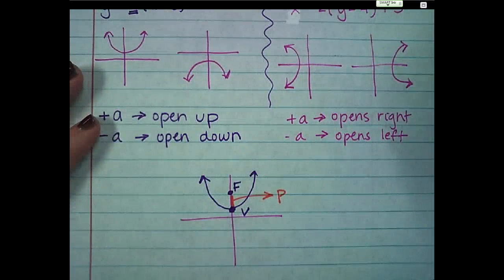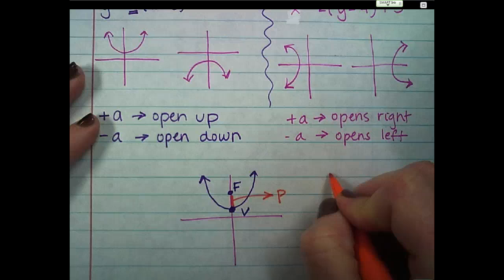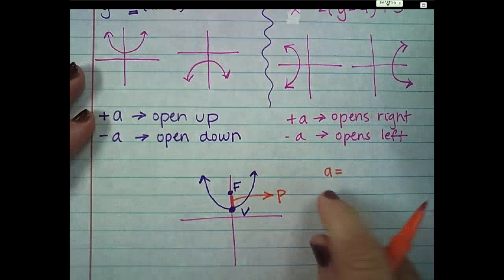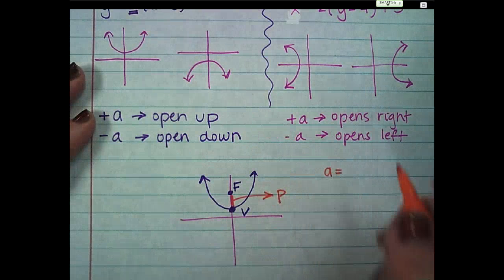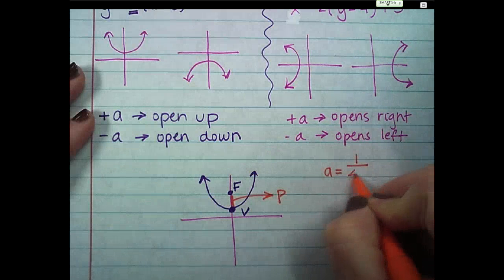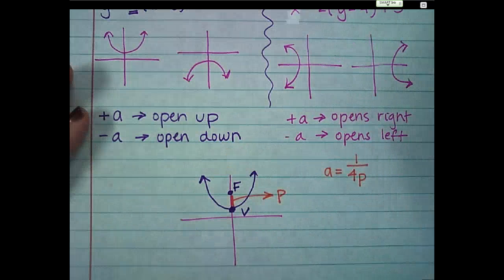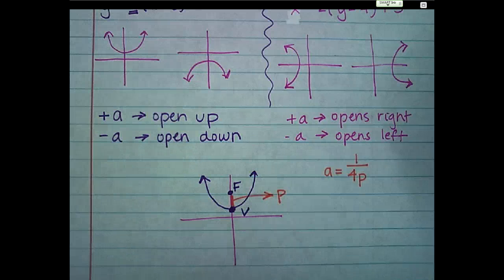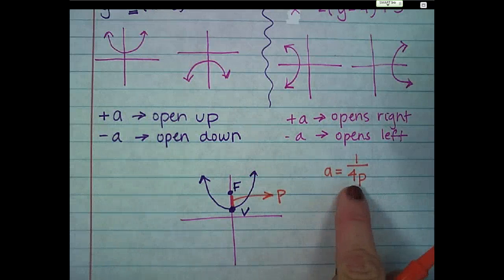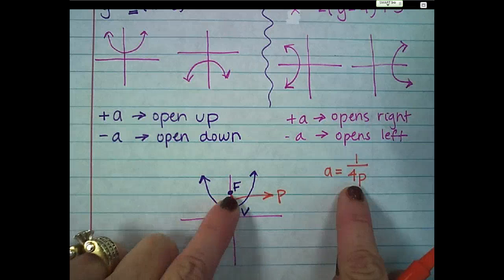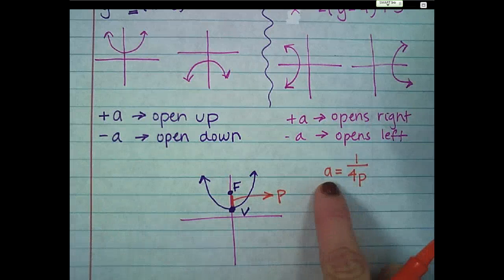The formula that they give us is that A equals, okay, A is the number in front, 1 over 4P. Now, keep in mind, the 4 and the P are both in the denominator. It's not 1/4 P, it's 1 over 4P, very different. Okay, so this is the formula. I know the distance from the vertex to the foci is P. And I know A equals 1 over 4P.